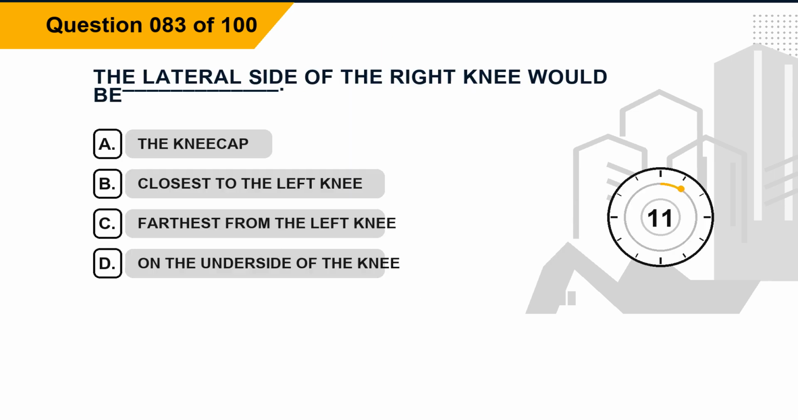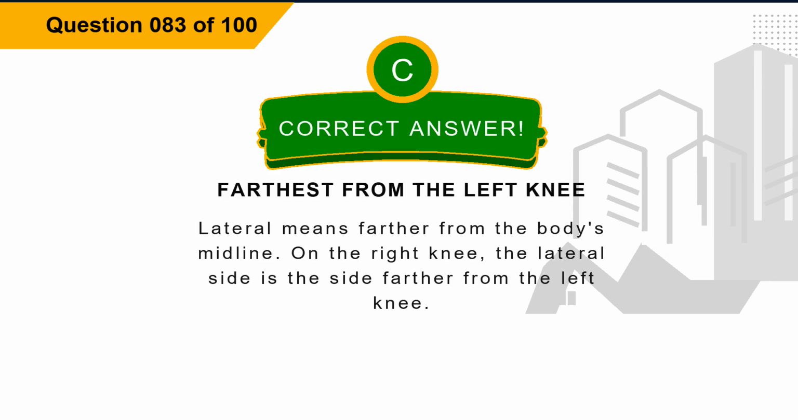Question 83. The lateral side of the right knee would be blank. Option A, the kneecap. Option B, closest to the left knee. Option C, farthest from the left knee. Option D, on the underside of the knee. The correct answer is option C, farthest from the left knee. Explanation. Lateral means farther from the body's midline. On the right knee, the lateral side is the side farther from the left knee.